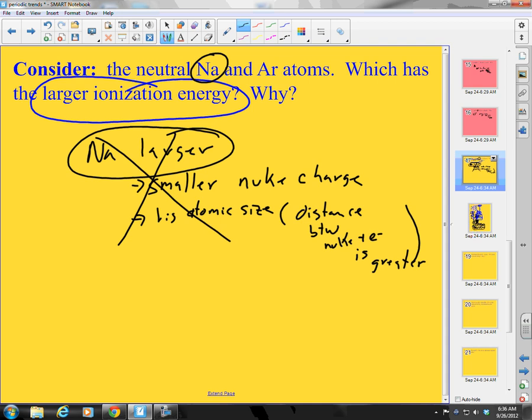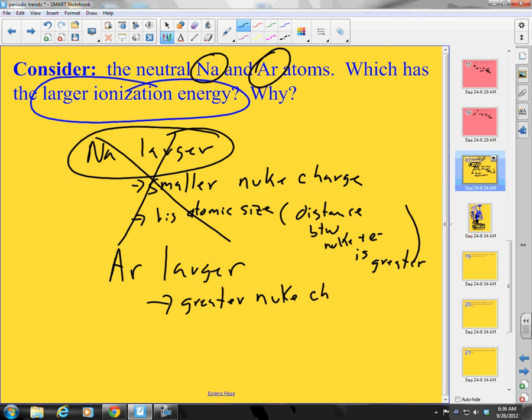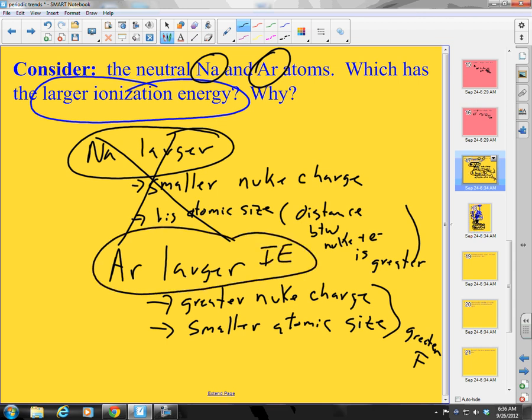No, that's completely wrong. Which one has a larger ionization energy? It's argon that has the larger ionization energy. And why is it larger? Well, as we go from left to right, it has a greater nuclear charge, which means it's going to hold on to that electron stronger, and it has a smaller atomic size. Sorry about the confusion there. Both of these lead to a greater force, and a greater force of attraction means it has a larger ionization energy. Glad I caught that. That could have been a bad thing.